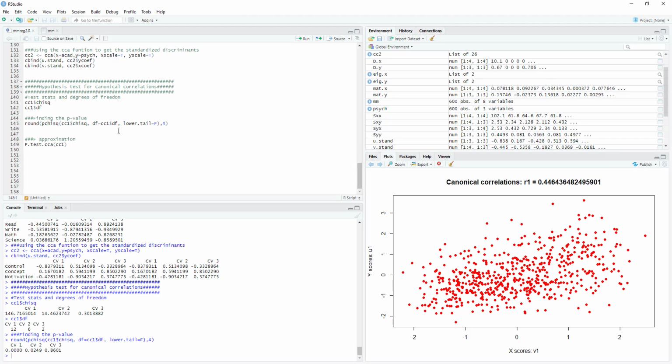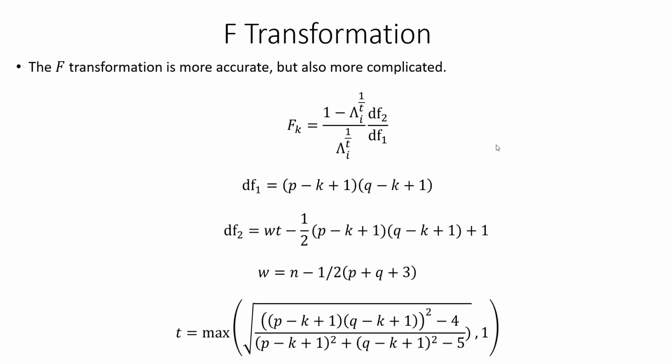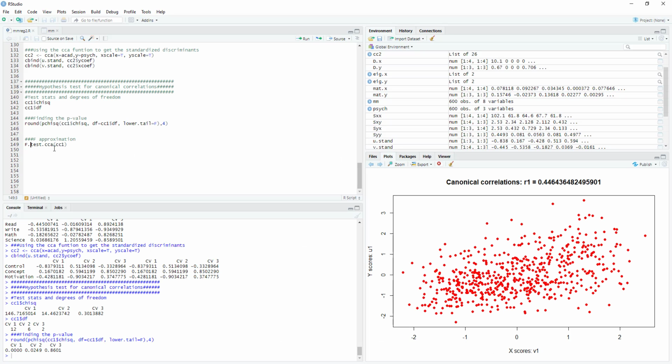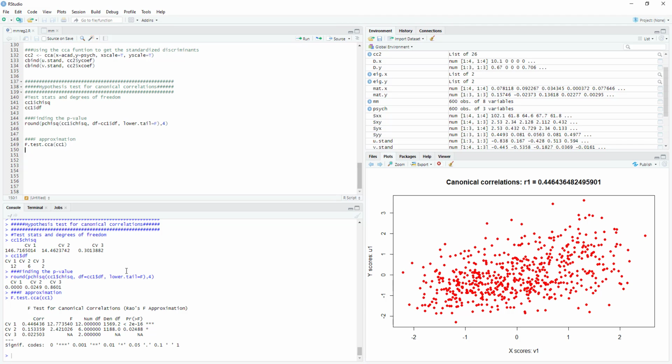When you're dealing with smaller samples, in this example, we have a sample of 600. 600 is pretty large. But if you're dealing with a smaller sample, an F approximation is better than a chi-squared approximation. Looking at how to do an F approximation on the slides, it's not that pretty. So we'll just let R do the heavy lifting for us again. You can do an F approximation in R from that same package as a function f.test.cca. All you need to give it is your canonical correlation model, and it'll give you your test statistics.